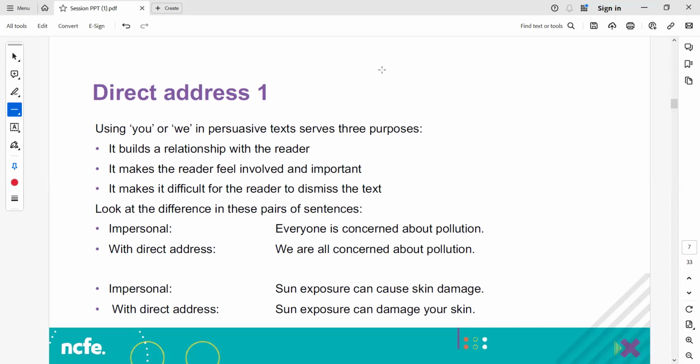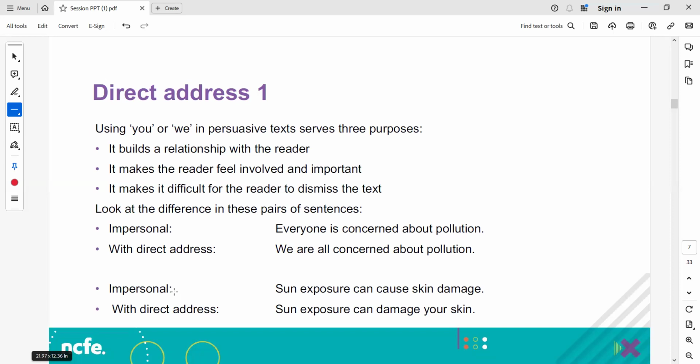Because it creates a strong bond and makes it harder for the reader. Yeah, so it's creating that nice bond, that relationship with the reader, making them feel involved. Good. And the second example, the impersonal: sun exposure can cause skin damage. But using direct address: sun exposure can damage your skin. So what does the writer want the reader to feel by using direct address? Makes it difficult for the reader to dismiss the text.